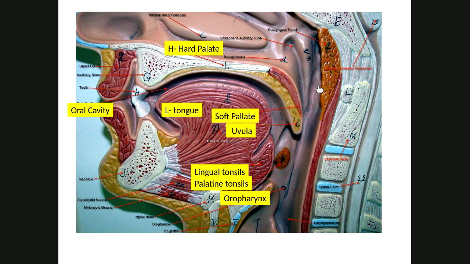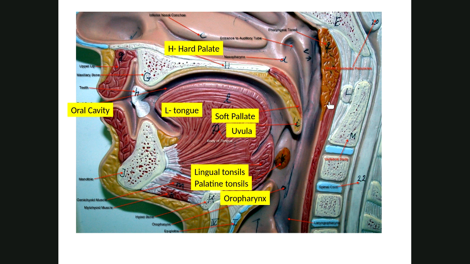And let's look at it. So first comes the hard palate, then comes the soft palate, and then down here hangs the uvula. This is your tongue. It has a little L here. The opening, this whole thing here, is the oral cavity. You have several tonsils. So you have lingual tonsils right here, and you have pharyngeal tonsils.